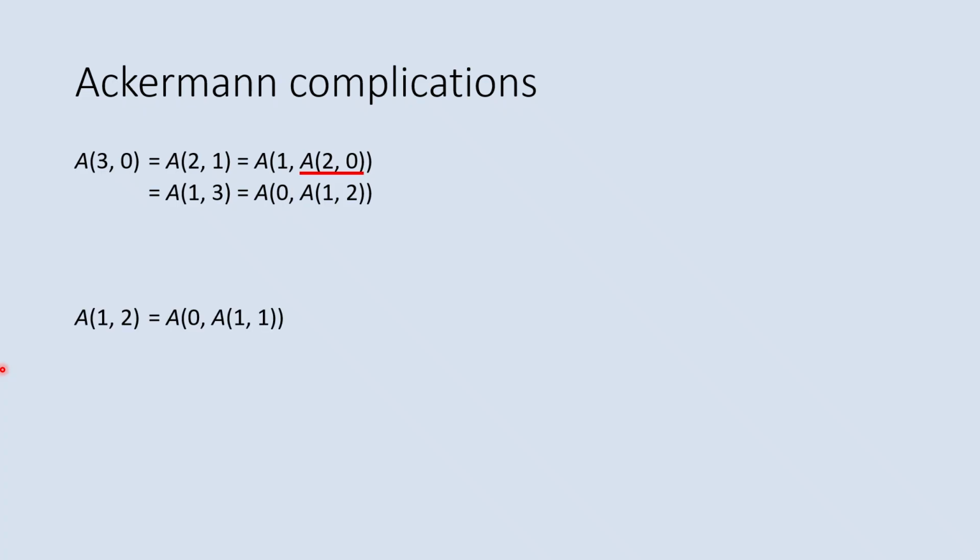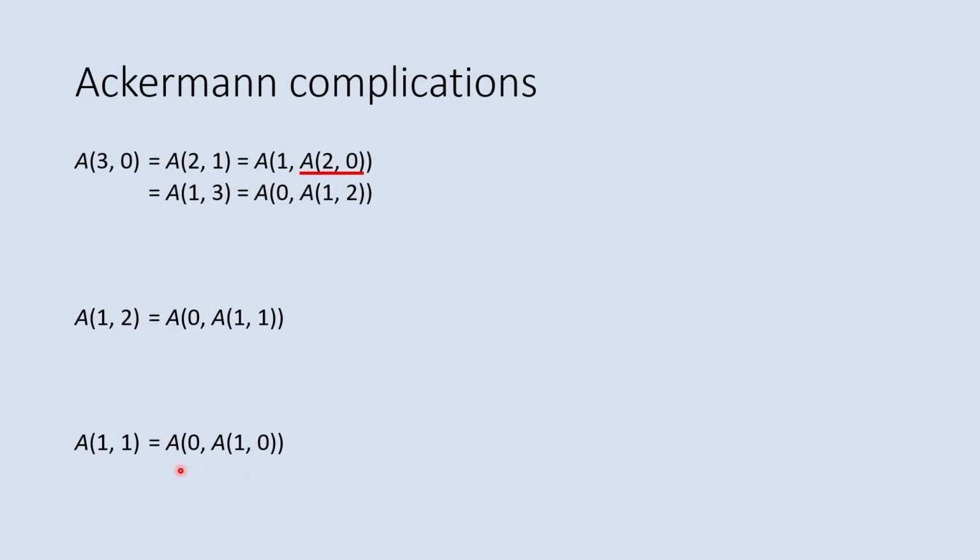So we're going to come down here and try to calculate A of 1, 2. All right, we apply the third rule and we get this. And we have another situation with A of 1, 1. We don't know what that one is. We come down here to calculate A of 1, 1.